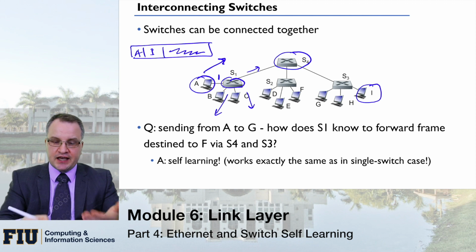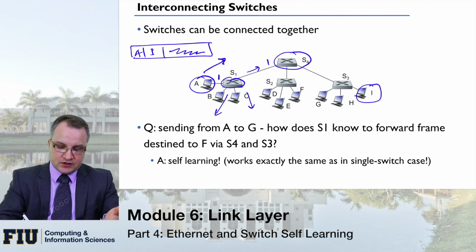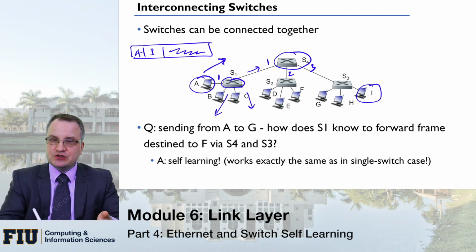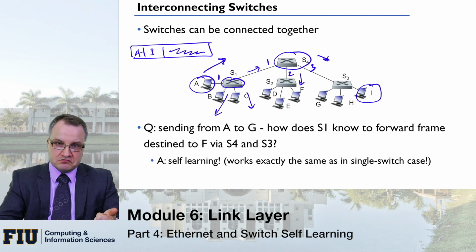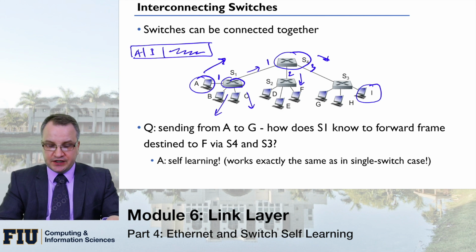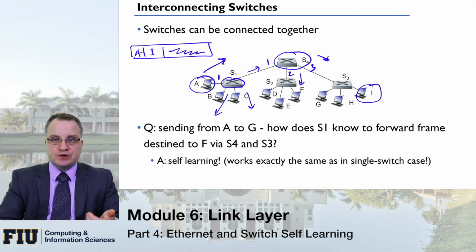It learns that A is on port 1. It records that in its internal switching table, and it does exactly the same operation again. It forwards the packet to port 3 and port 2. Done. Now this packet has been received by S3 and S2, and both of them will do exactly the same. They will record that A is on this side, and broadcast this packet to all available ports.